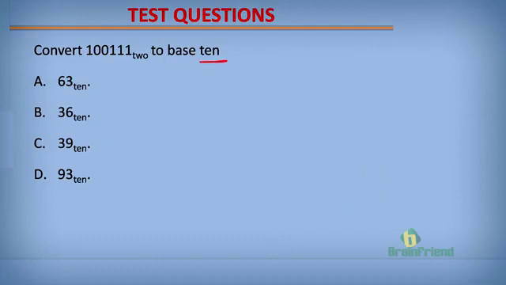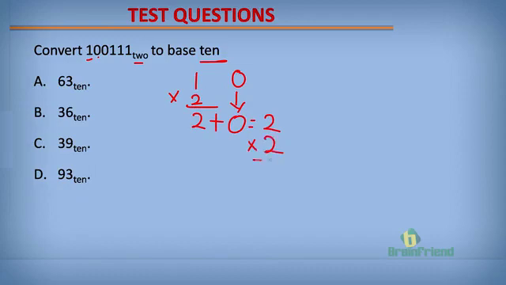100111 base 2 to base 10. You can use the method of repeated multiplication. So the first digit is 1. So we have 1 times 2. That is the base of the number. This gives 2. Plus, the next number is 0. So write down 0, bring it down. 2 plus 0 is equal to 2. We multiply this number by the base, which is 2. 2 times 2 gives 4. Plus, the next number is 0. So plus 0. 4 plus 0 is equal to 4.